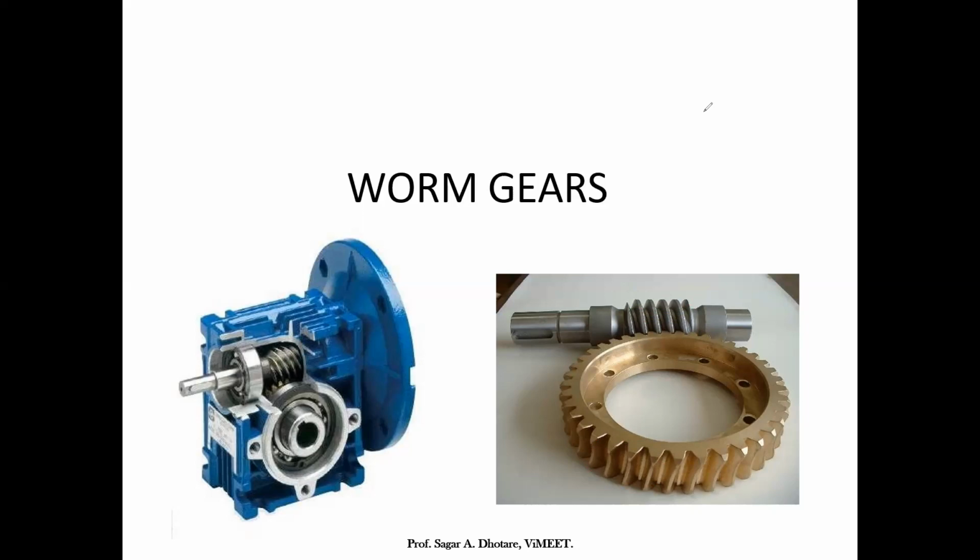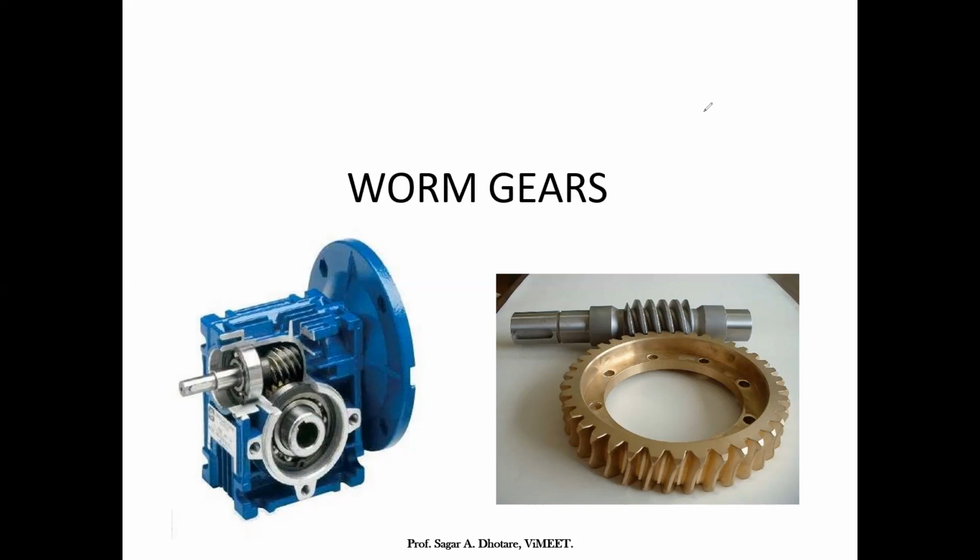That much reduction is possible in the worm and worm wheel gear pair. Then the worm and worm wheel will be designed for irreversibility, or you can say self-locking. So it can go in one direction only. Because of this, the efficiency of worm and worm wheel is less than 50%.